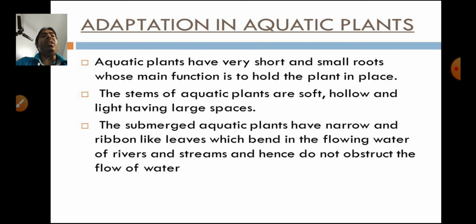Adaptation in the aquatic plant. First of all, I would like to tell you about the aquatic habitat. It is the second major habitat, and it can be marine, salt water, or fresh water. So we are going to see first about the aquatic plants.